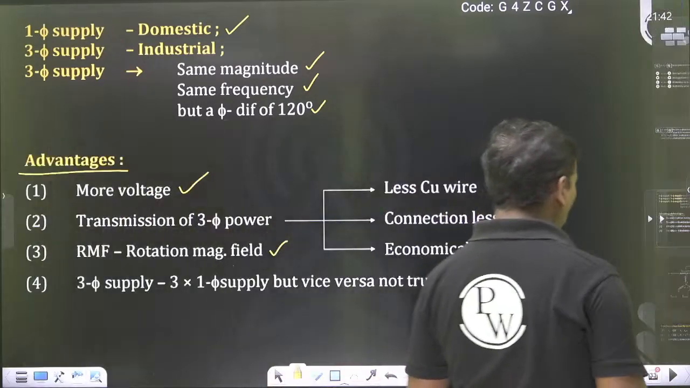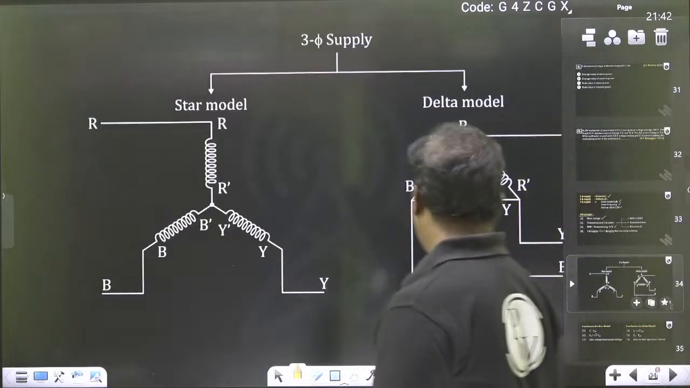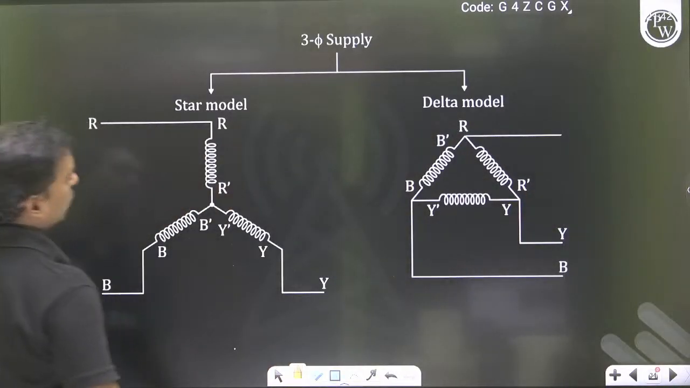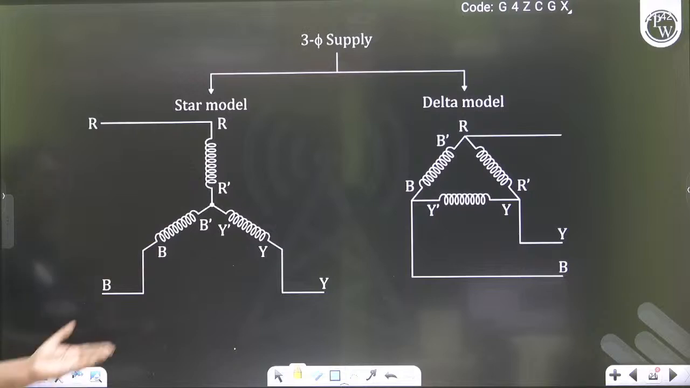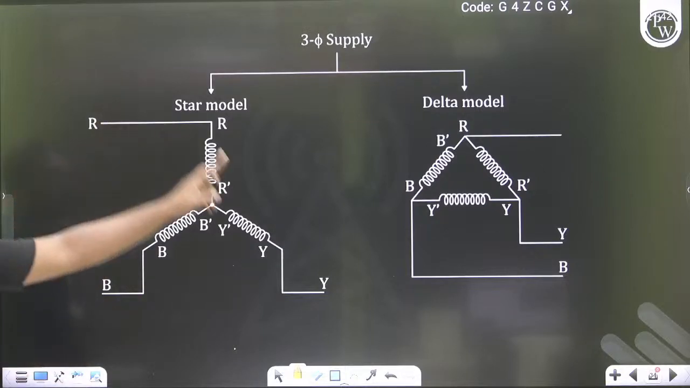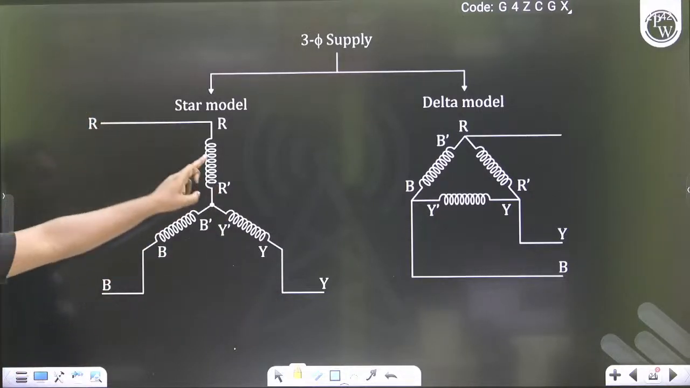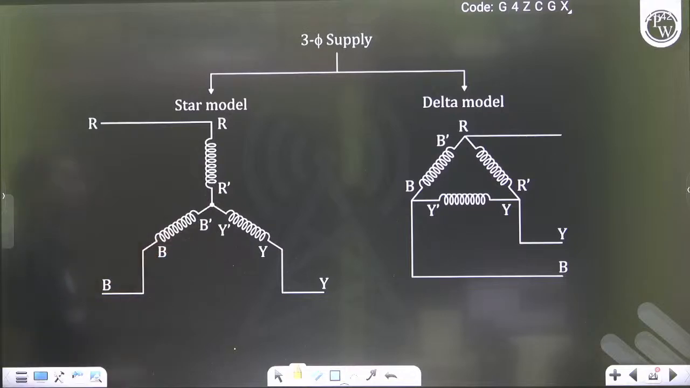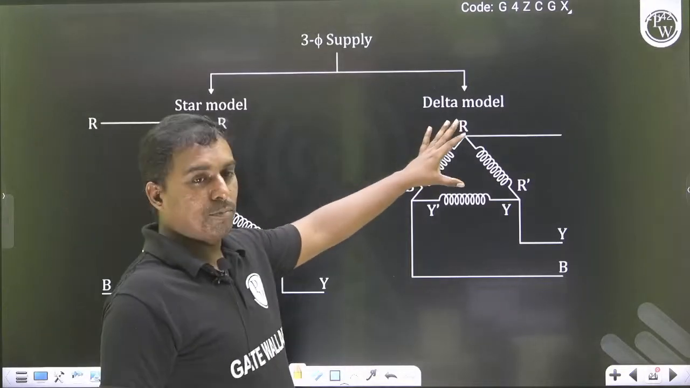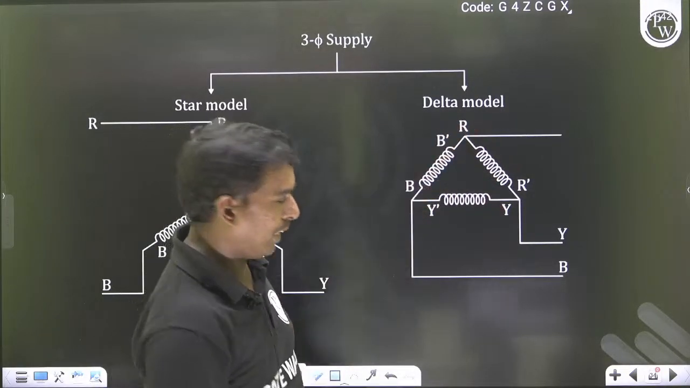So 3-phase supply, look at a diagram: 3-phase supply star model and delta model. So this is a star model and that is a delta model. You know this from networks. This is what we call RYB; these are RR dash, these are YY dash, these are BB dash. This is a star model and this is a delta model. Delta model is a closed one like this.